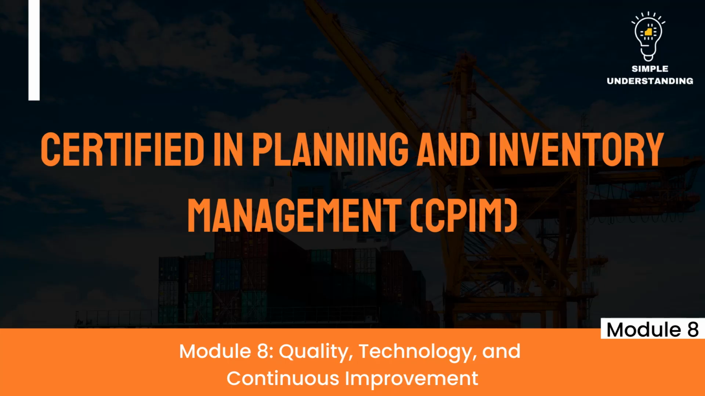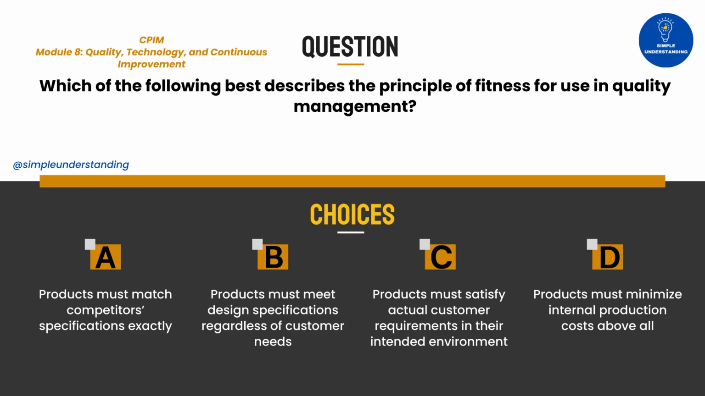Let's begin with Module 8, Quality, Technology, and Continuous Improvement. Question 1. Which of the following best describes the principle of fitness for use in quality management? A. Products must match competitor specifications exactly. B. Products must meet design specifications regardless of customer needs. C. Products must satisfy actual customer requirements in their intended environment. D. Products must minimize internal production costs above all.